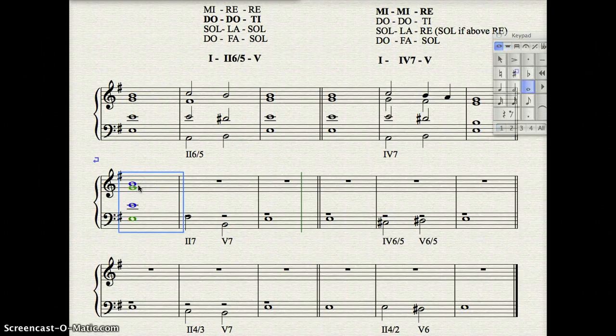So let's get moving here. For this, the 2-7, we're going from a 1 in closed position. The seventh, as always, you should be focused on first. So in that case, there in the tenor, do, as in do, do, ti, is still the seventh, so the voice is going to be there.